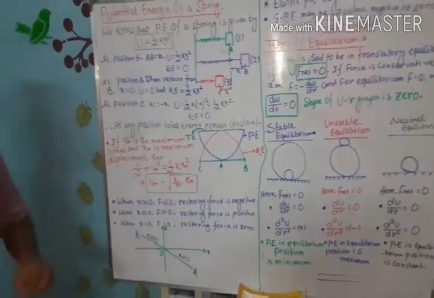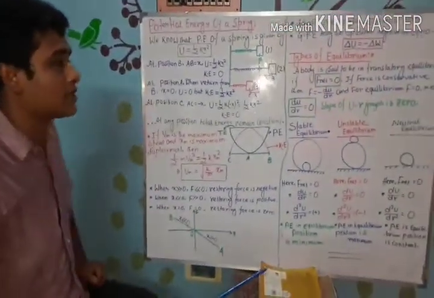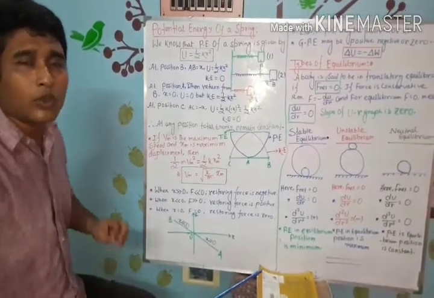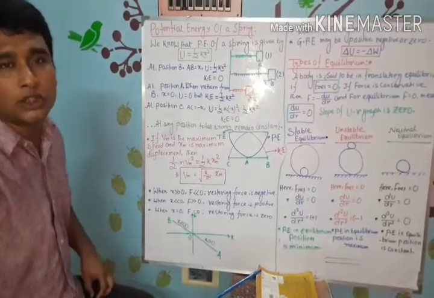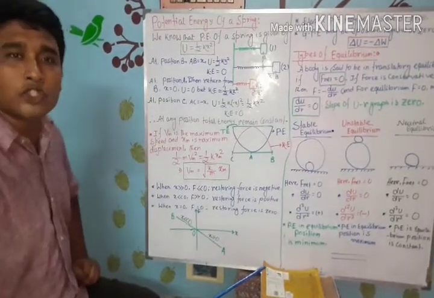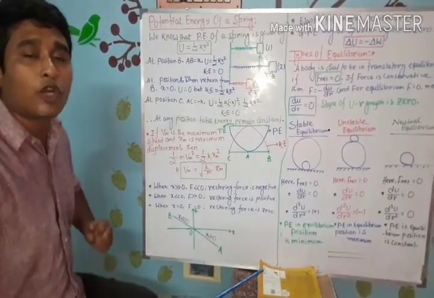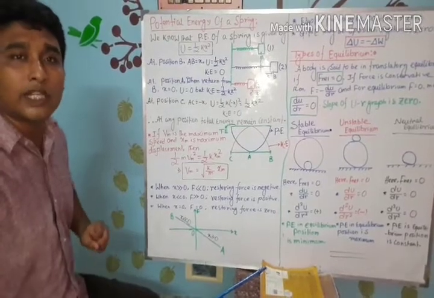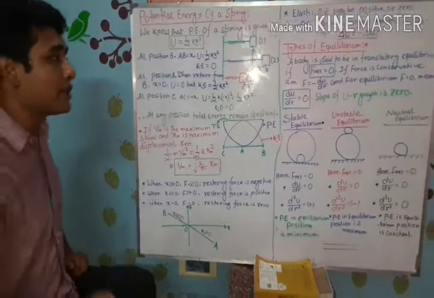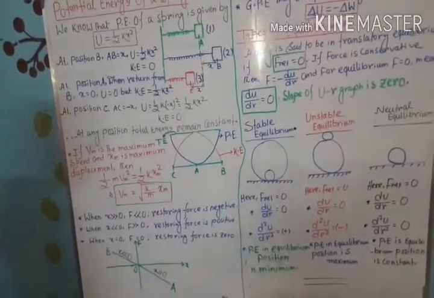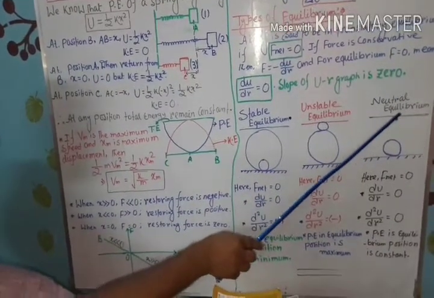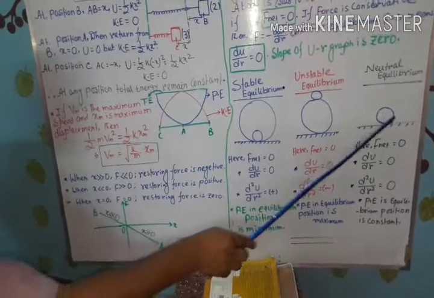So for a body, whenever a potential energy versus position graph is given to you, from the graph we can say at what position the body is in equilibrium or not. If the slope of the graph is 0 for a particular position, for that position we can say the body is in equilibrium. Now student, equilibrium is of three types. Number 1, stable equilibrium. Number 2, unstable equilibrium. And number 3, neutral equilibrium. Now see the diagram over here.